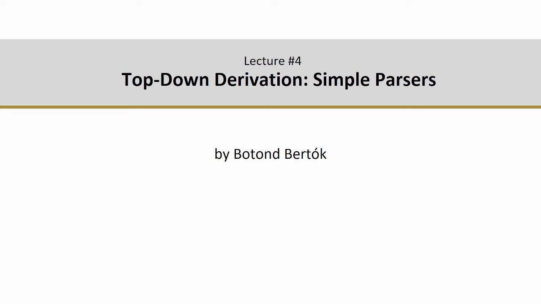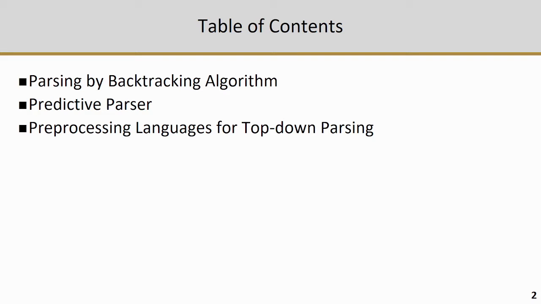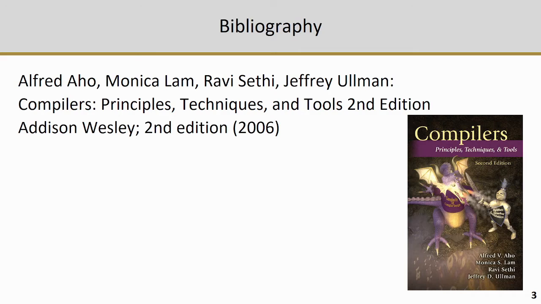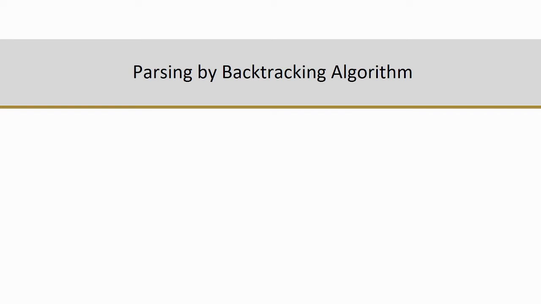Both of these algorithms are included in the class of top-down derivation algorithms. So I'm going to specify the preconditions to be able to apply top-down parsing, and let's see how this algorithm works. The examples are from the textbook Compilers: Principles, Techniques and Tools. So let's see the parsing by backtracking algorithm.